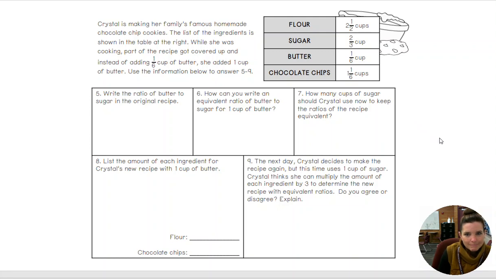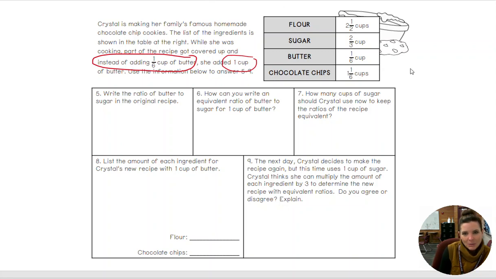Okay, last question. Crystal is making her family's famous homemade chocolate chip cookies. The list of ingredients is shown at the table at the right. While she was cooking, part of the recipe got covered up, and instead of adding 1/6 cup of butter, she added 1 cup of butter. Use the information below to answer questions 5 through 9. Okay, so instead of adding 1/6 cup of butter, she added 1 cup. So can you guys see that to get from 1/6 to 1, we would have to times by 6? Okay, so that's important for us to remember.